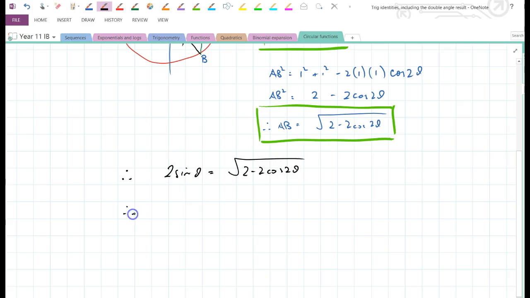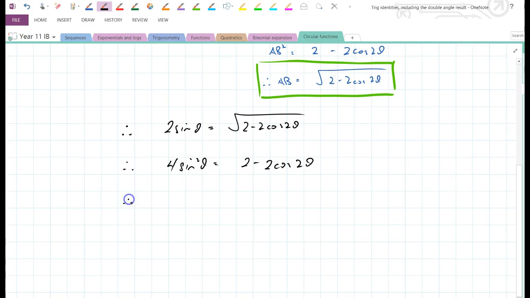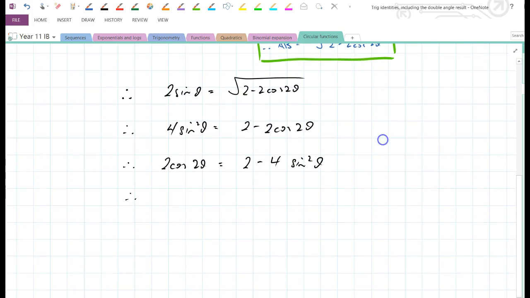You guessed it, we're going to have to square both sides firstly, aren't we? So it's 4 sine squared theta is equal to 2 minus 2 cos 2 theta. Changing that over to this side, we get 2 cos 2 theta equals 2 minus 4 sine squared theta. Dividing through by 2, we get cos 2 theta is equal to 1 minus 2 sine squared theta. Magic. That's a double angle result for cos 2 theta.